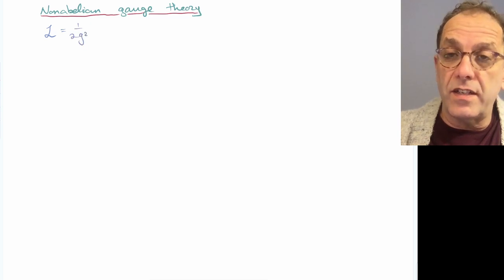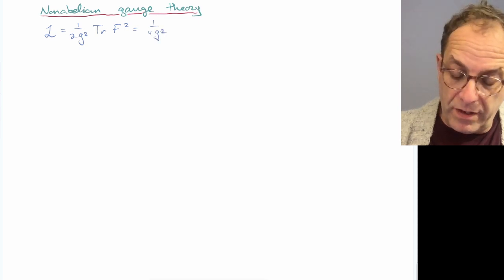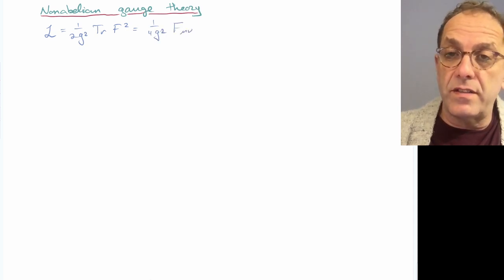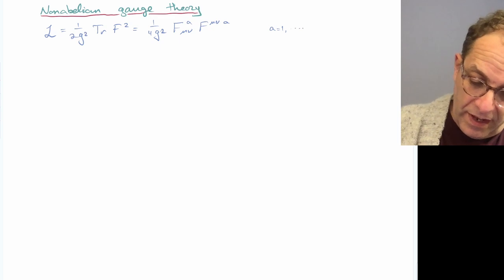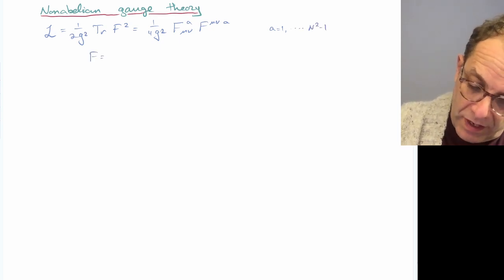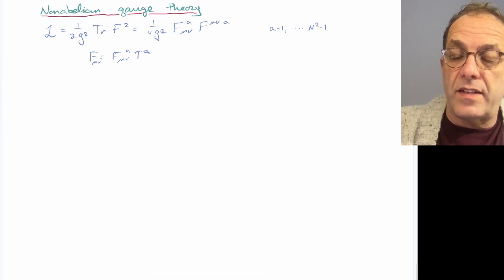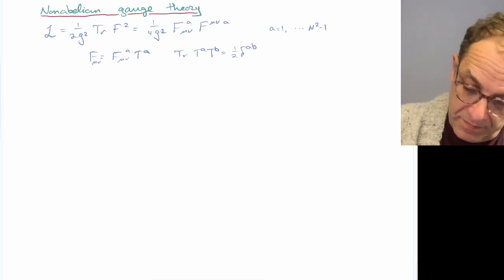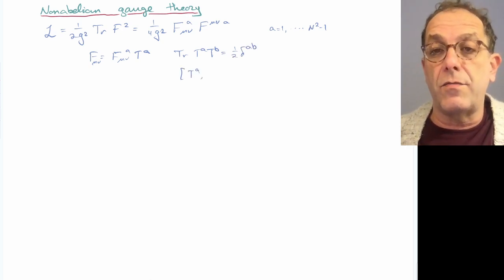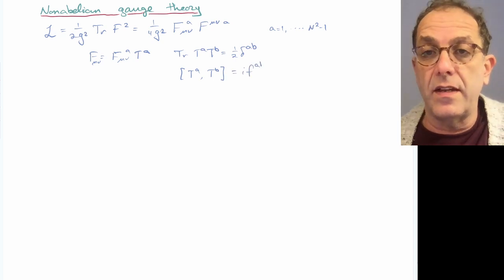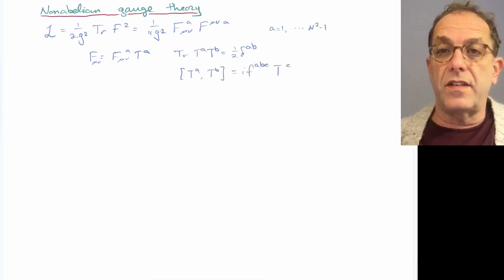So the Lagrangian is now 1 over 2 g squared, where g is the gauge coupling, trace f squared, or we can write it as 1 over 4 g squared f mu nu a, f mu nu a, where a is an index in the algebra. T a are generators of the algebra, and they satisfy that trace T a T b is equal to 1/2 delta ab. Of course, the algebra relation is that the commutator of T a and T b is the structure constant times T c.